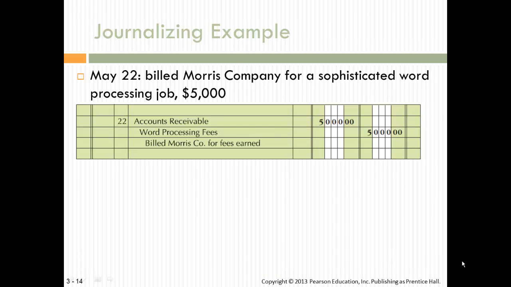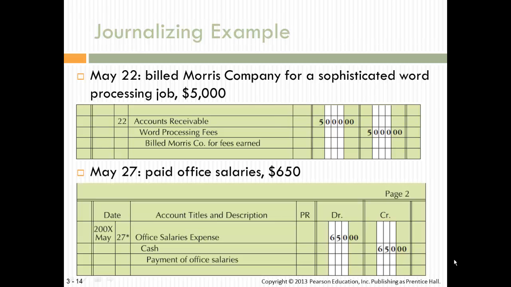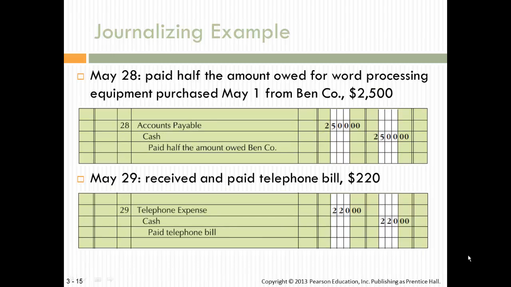Then you billed Moore's company for a sophisticated word processing job. They haven't paid you that one. Again, there's your revenue and your accounts receivable. You paid your office salaries, so there's your salary expense. You paid half of the amount owed for the word processing, so you paid off some debt and decreased your cash. You received and paid the telephone bill all at once, so notice the expense and cash happen at the same time.